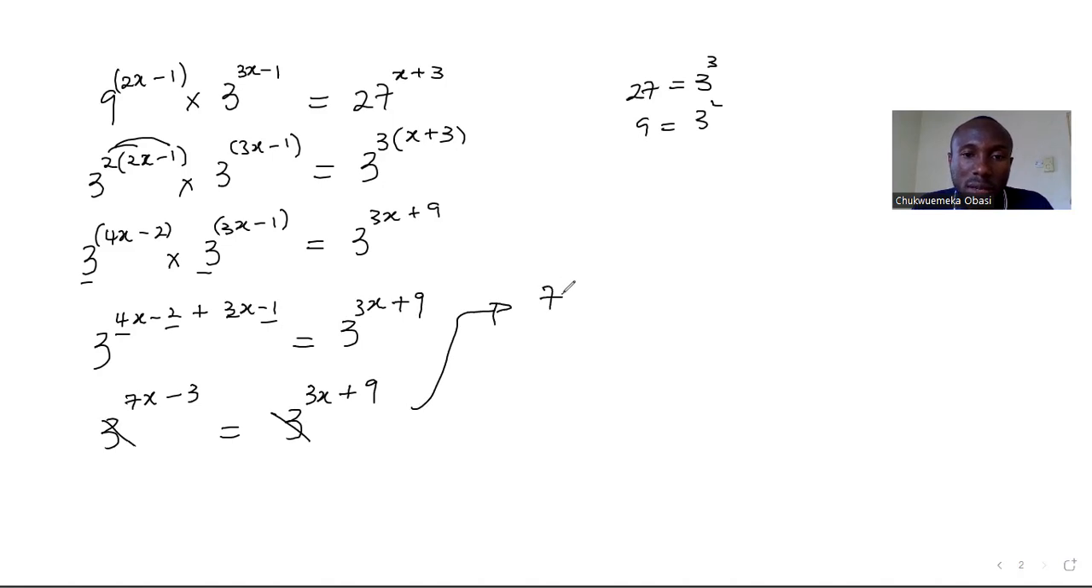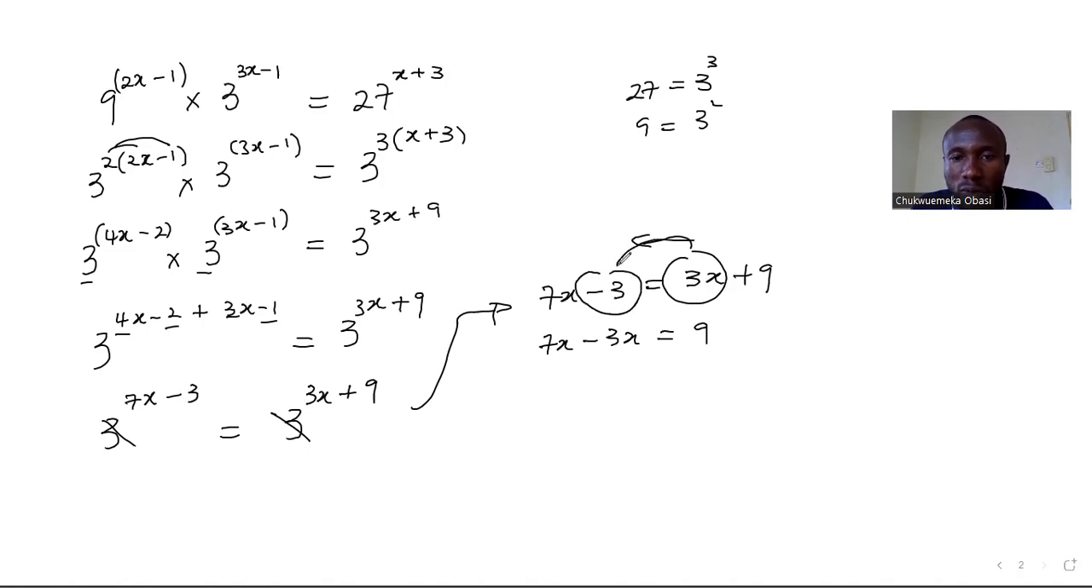So we have 7x minus 3 is equal to 3x plus 9. So now you collect like terms, so you have 7x. These guys, when it comes to this side, becomes negative 3x equal to 9. When negative 3 comes to this side, becomes positive 3.